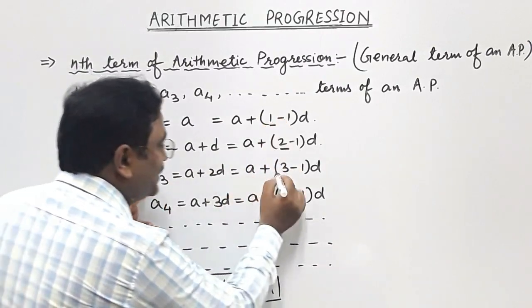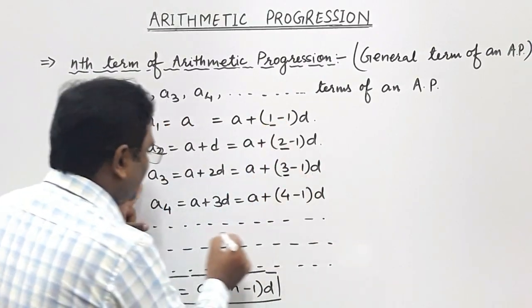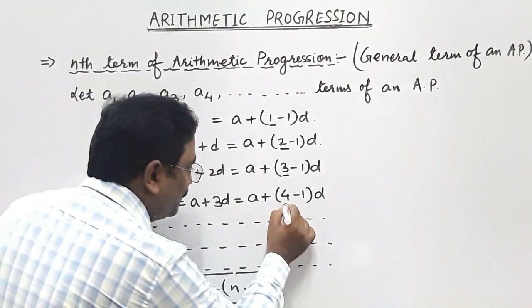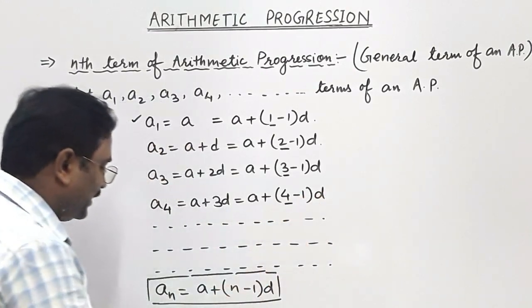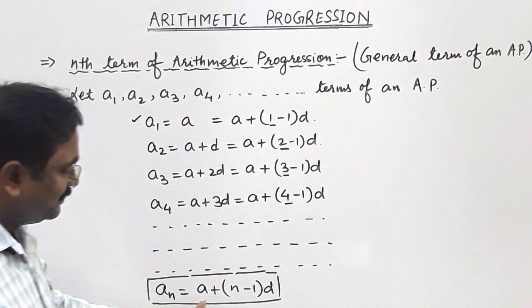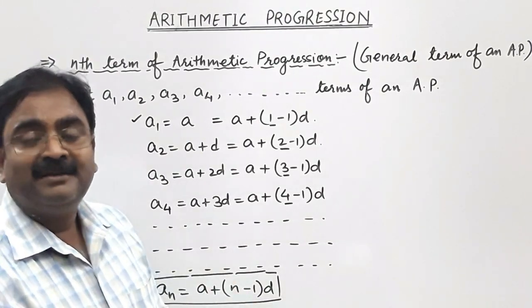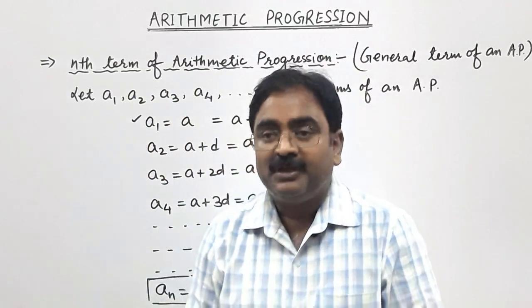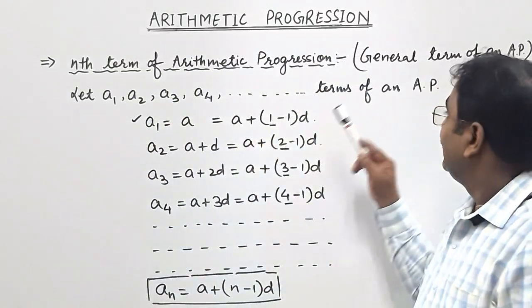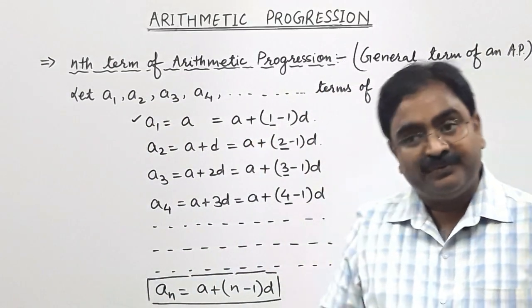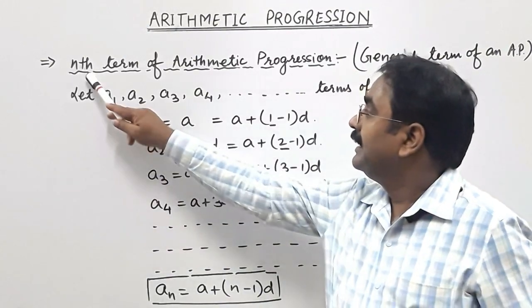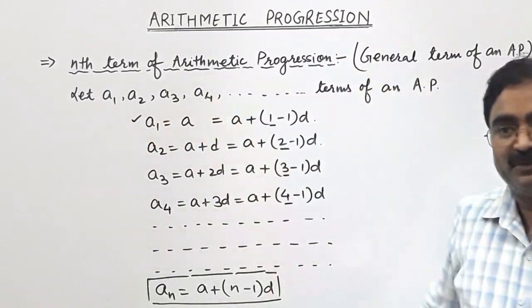a3 is a plus 3 minus 1 into d. a4 is a plus 4 minus 1 into d. So similarly an can be written as a plus n minus 1 into d, which is a very important formula of this chapter, called the general term of arithmetic progression or nth term of arithmetic progression.